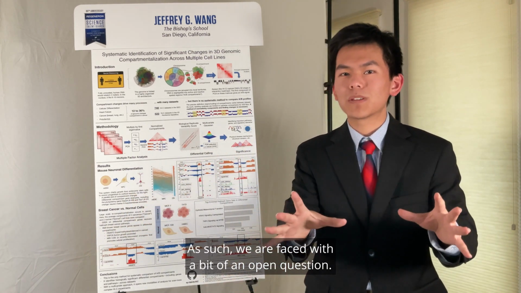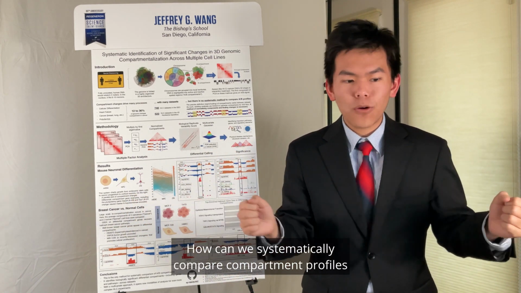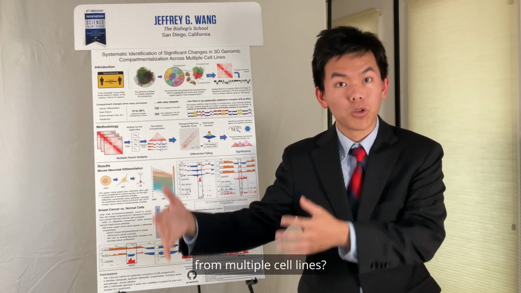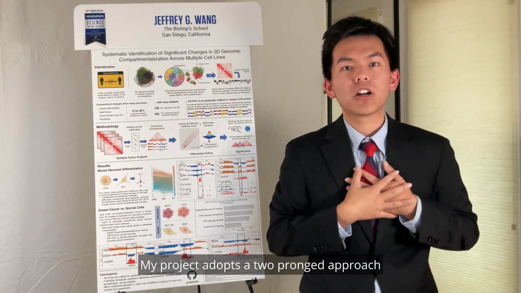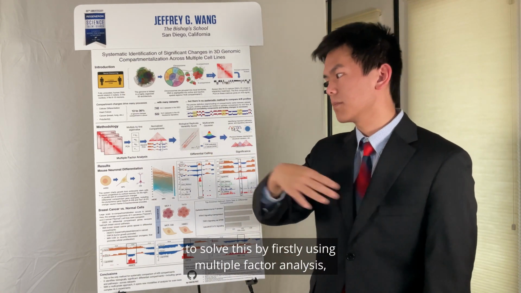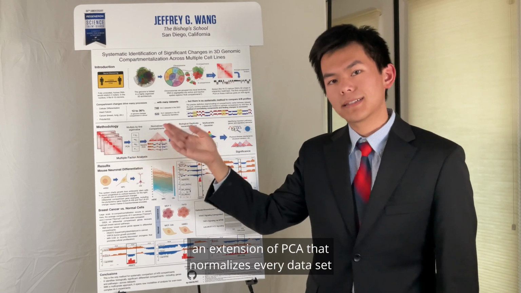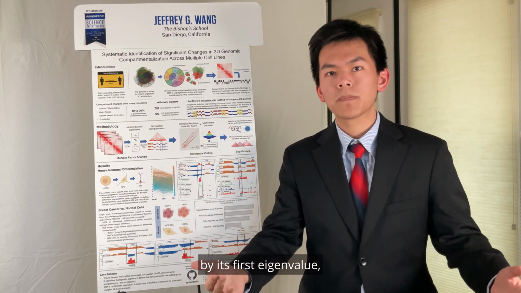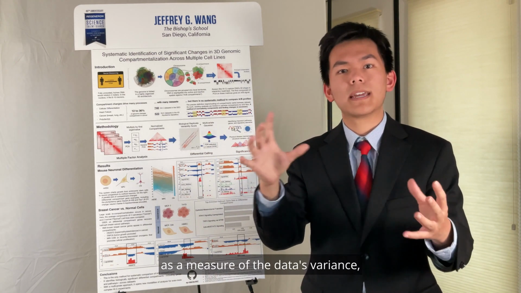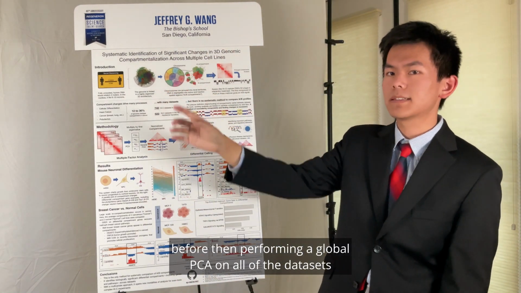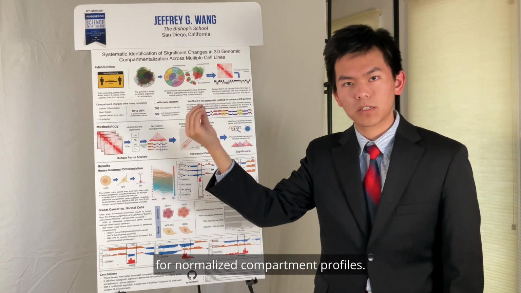As such, we are faced with a bit of an open question. How can we systematically compare compartment profiles from multiple cell lines? My project adopts a 2-pronged approach to solve this. By firstly, using multiple factor analysis, an extension of PCA that normalizes every dataset by its first eigenvalue, a number that can be thought of as a measure of the data's variance, before then performing a global PCA on all of the datasets for normalized compartment profiles.